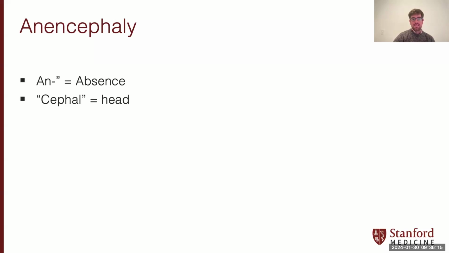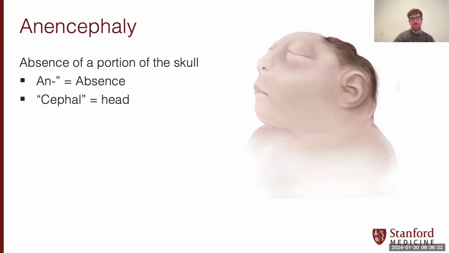So an is absence, cephalon is head. So it's an absence of the portion of the skull and brain in particular. This is a developmental condition. We generally detect it fairly early in pregnancy because it happens very early on in development, and it's not compatible with life. This is something you all have likely seen in the news, particularly in the context of overturning Roe v. Wade. So this is one of the conditions that has been prevalent in the news.